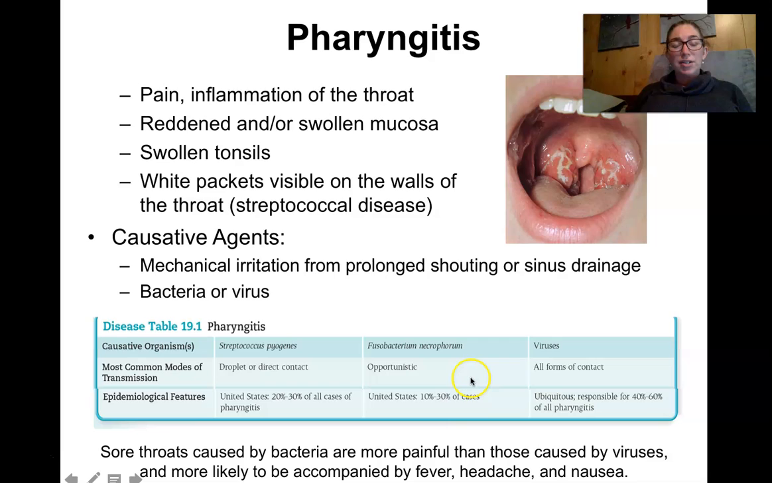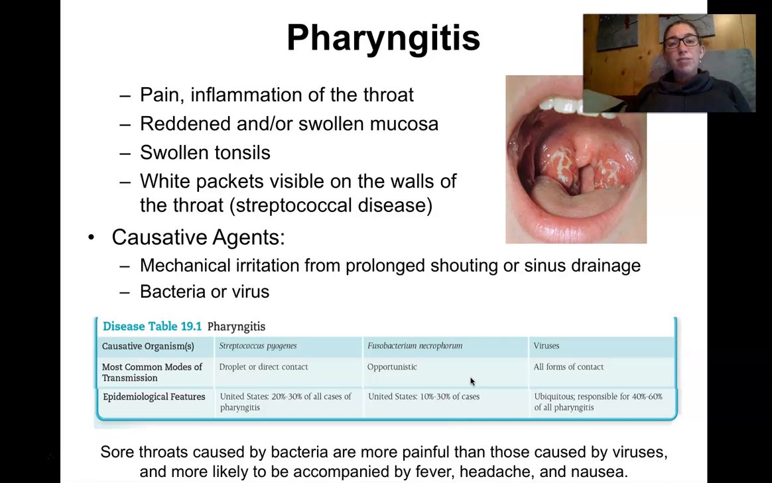But there's another bacteria that causes inflammation of the throat called Fusobacterium necrophorum. And this one is more opportunistic, so this one is not necessarily super common, but is more common than people often realize. So you can get pharyngitis from non-infectious agents, just from irritation. Talking, singing, or shouting too much can all cause inflammation of the throat, or it can be due to an infection with a bacteria or virus.